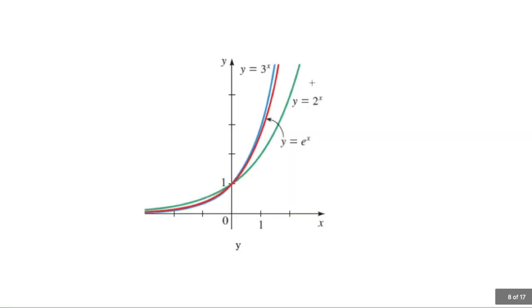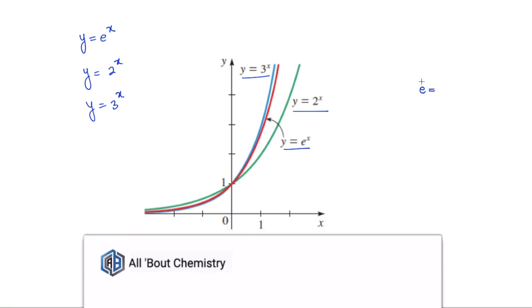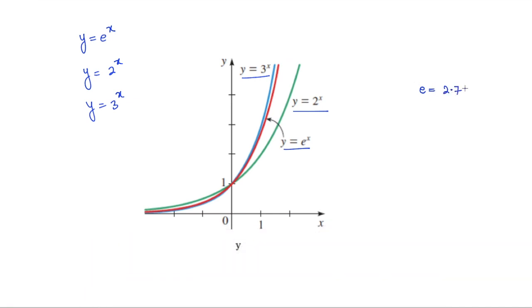The exponential curves can also be given in different terms. Just like you have y is equal to e to the power x, you can also have y is equal to 2 to the power x, or y is equal to 3 to the power x. All these curves are shown over here together. You can see this red line is y is equal to e to the power x, this green one is y is equal to 2 to the power x, and this blue one is y is equal to 3 to the power x. Now you should know that the numerical value of e is 2.718 something.